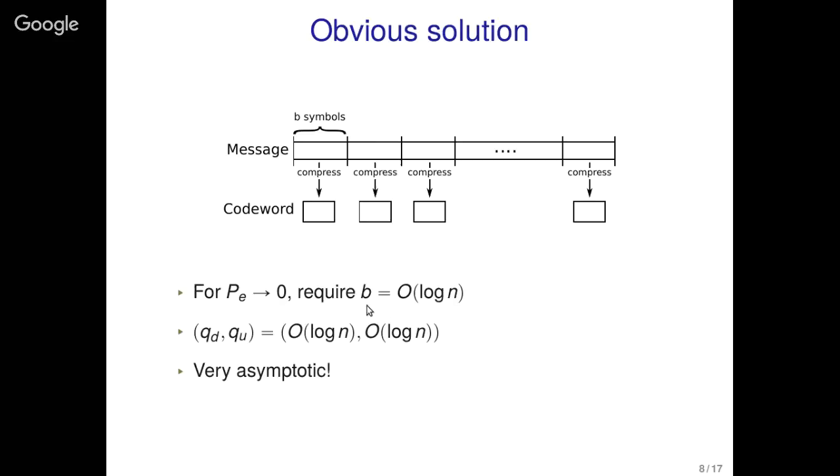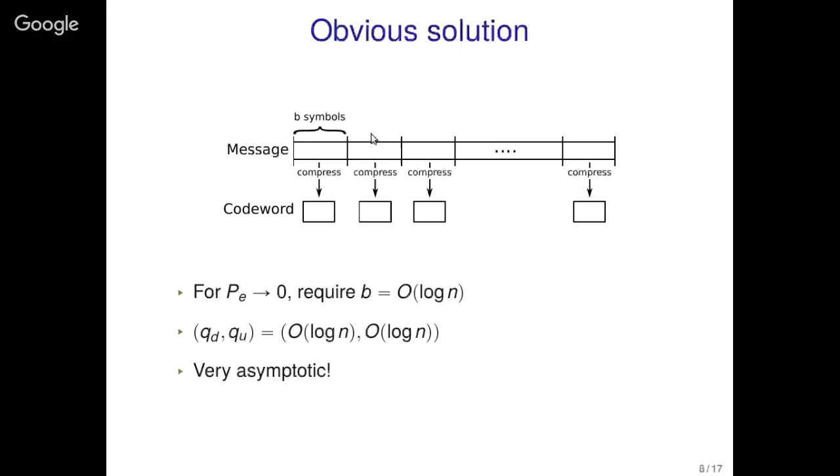However, there's an issue with this in the sense that if you want the probability of error to be vanishingly small, then every block must be typical, so that the concentration arguments go through. However, for B to be typical, B must be really large. So in other words, order log n must be extremely large. So this is a very asymptotic result that you obtain.